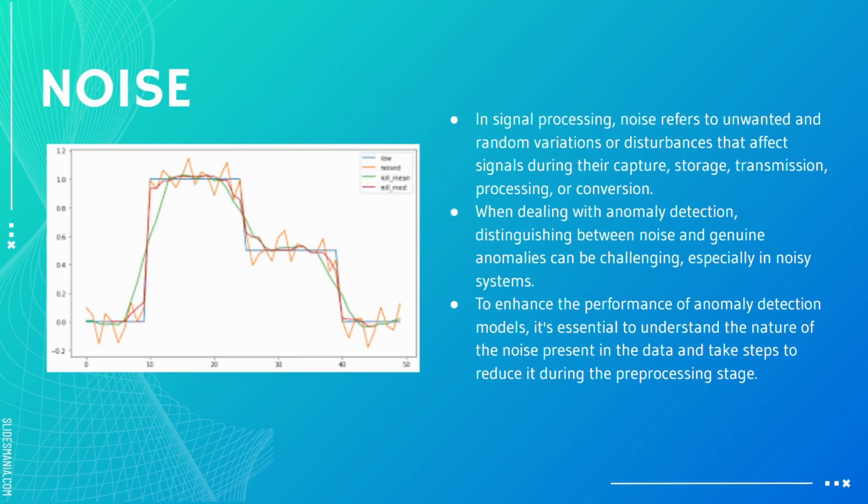Coming to the next property, which is noise. In signal processing, noise refers to unwanted or random variations that affect signals during capture, transmission, or conversion. Noise can arise from various sources like minor fluctuations or errors in data measurement. When dealing with anomaly detection, distinguishing between noise and genuine anomalies can be challenging. To enhance performance, it's essential to understand the nature of noise and also take steps to reduce it during the pre-processing stage itself. We can do this by filtering techniques, noise reduction algorithms, etc.